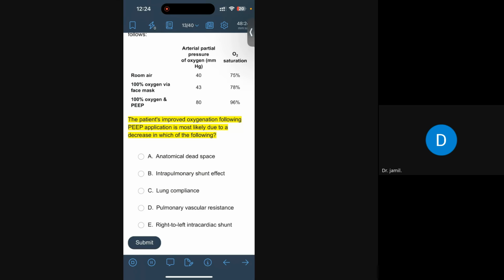Now the other end of the spectrum. There is V over Q in which V becomes zero. When V becomes zero, there is perfusion without ventilation. V is zero, but Q is not zero. That is called shunt. When there is blood supply but no ventilation, that is shunt, and when there is ventilation but no perfusion, that is called dead space ventilation.